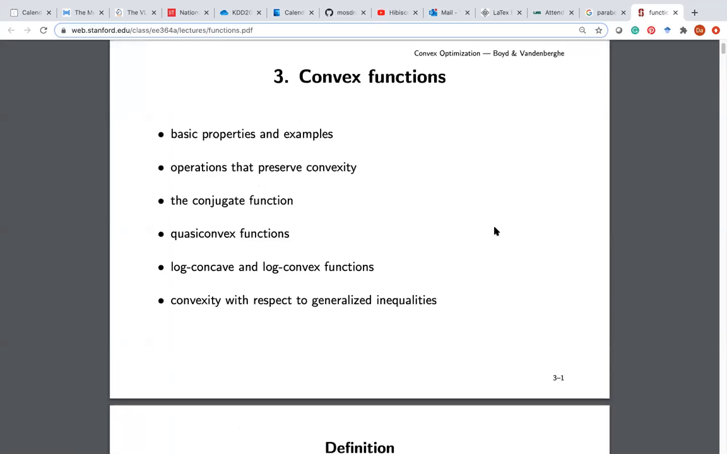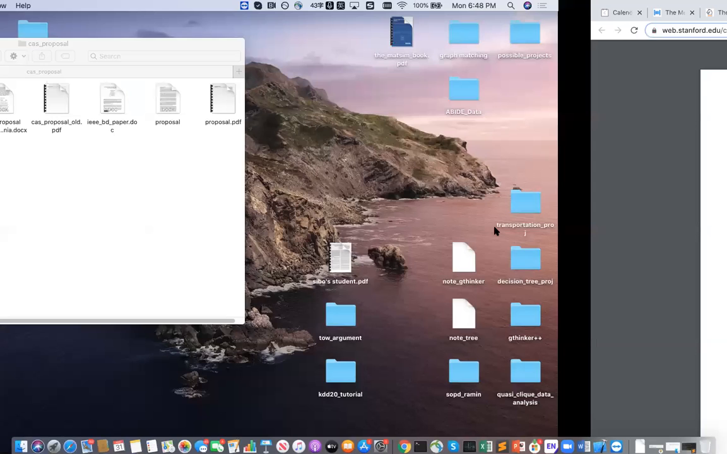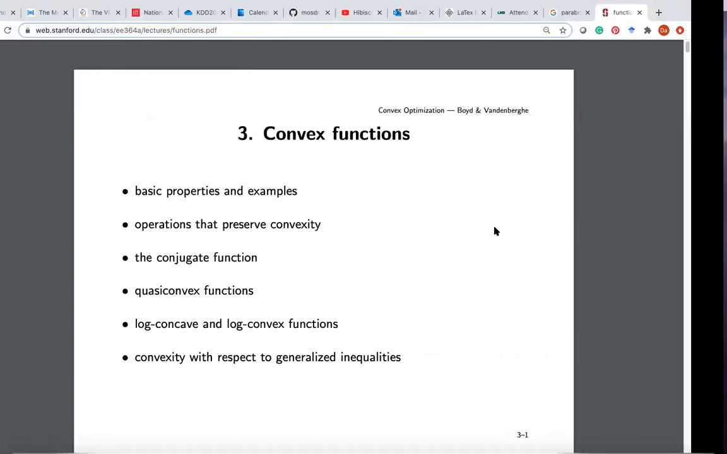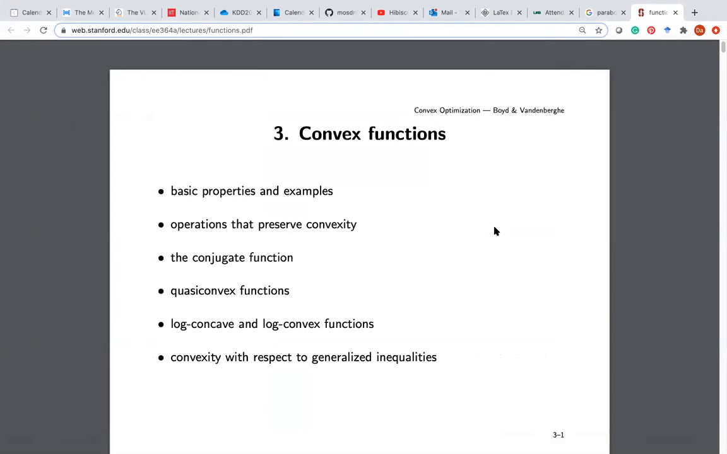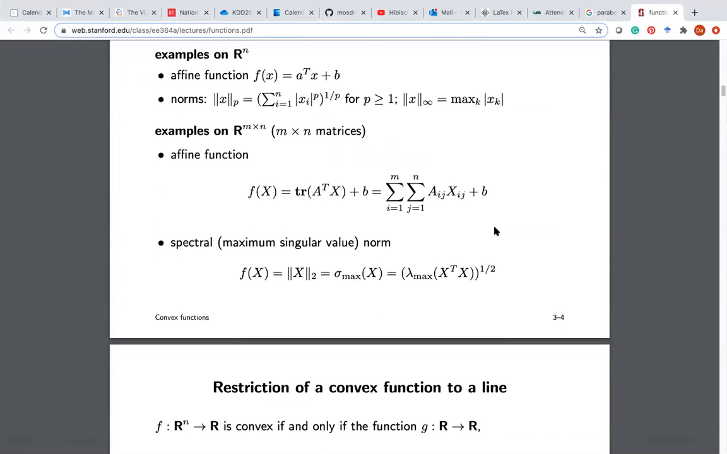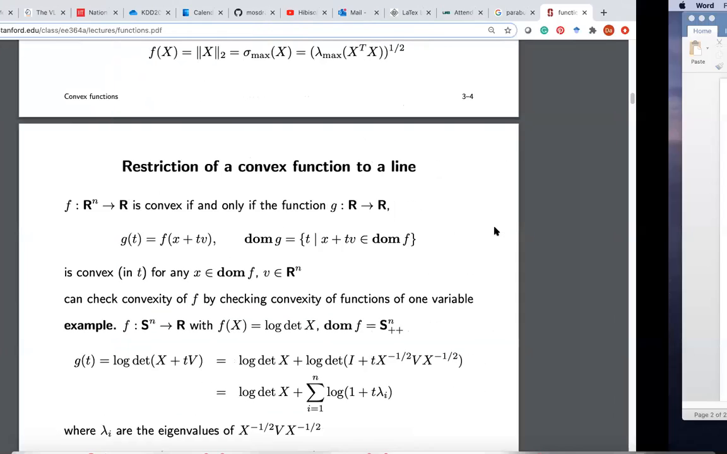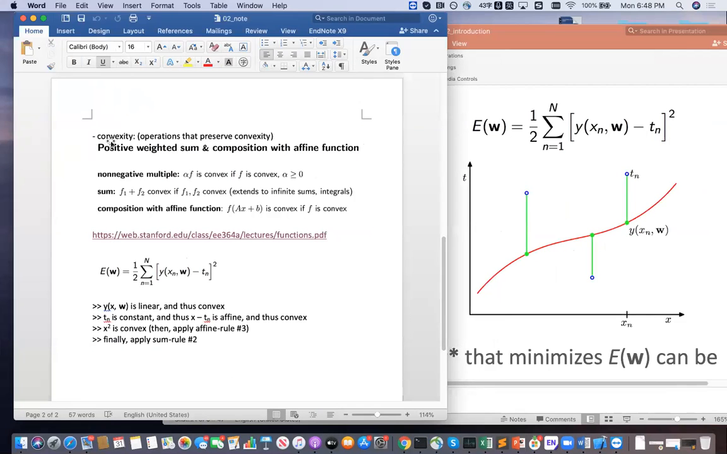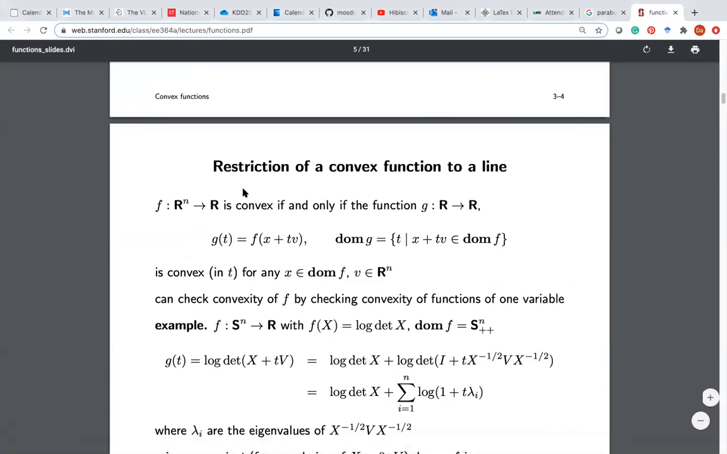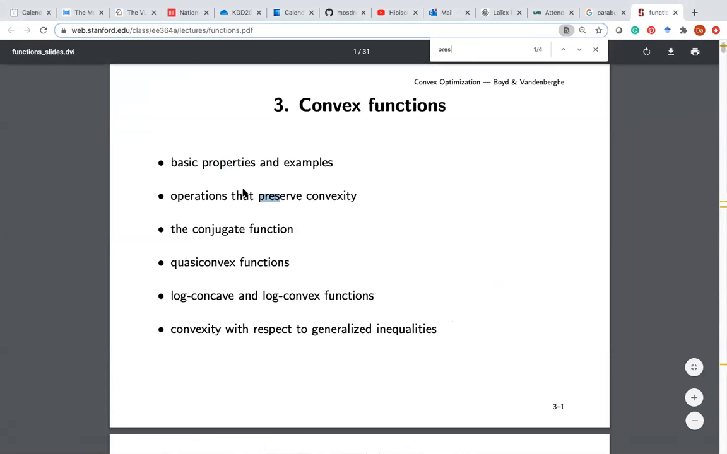Otherwise, what we have here is enough, because you are just learning the basic machinery. So what we have here is something from this link, called positive waiting of convexity. This is a few operations that preserve convexity. Let's search for this slide.